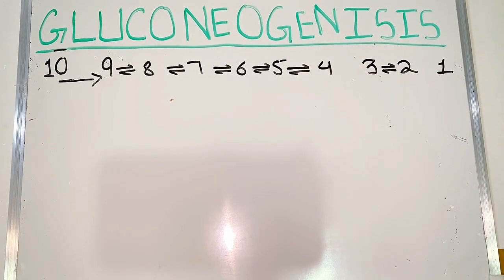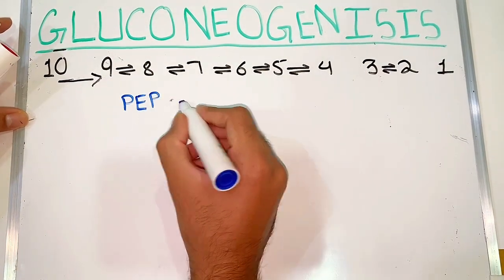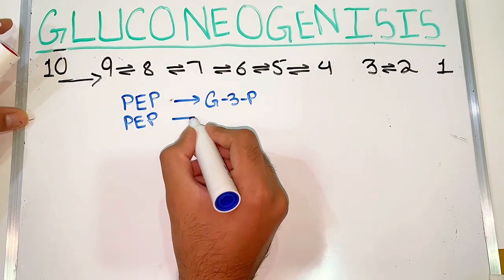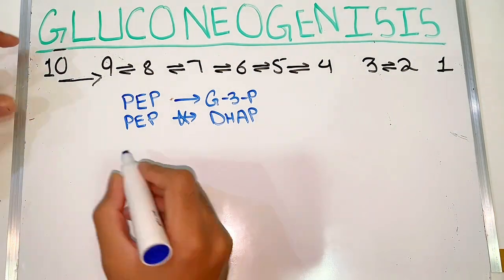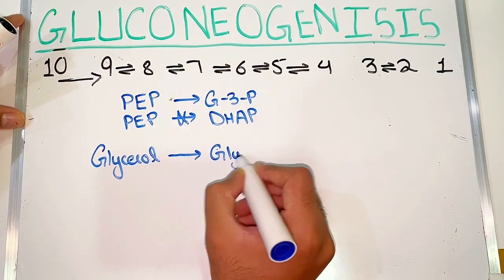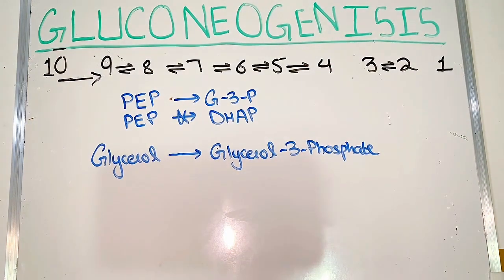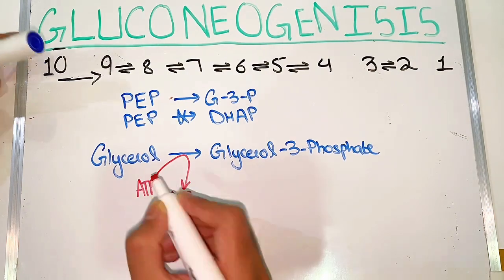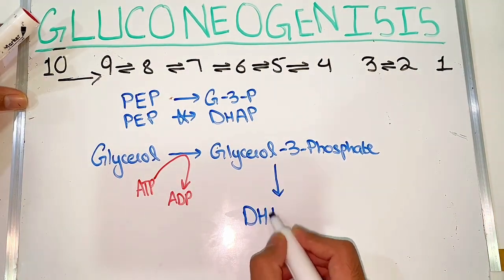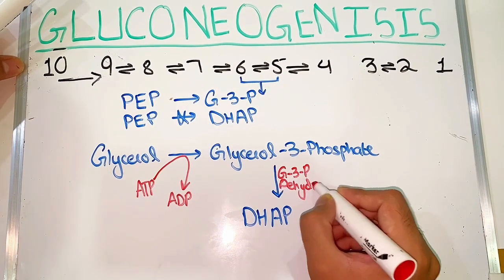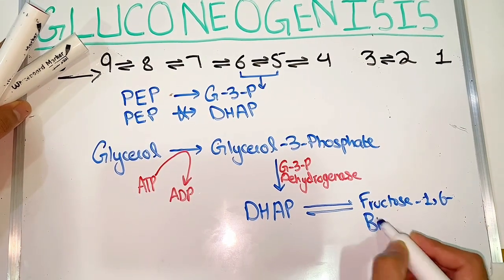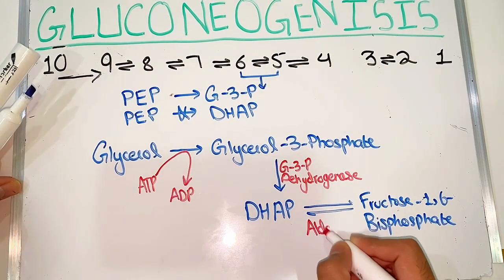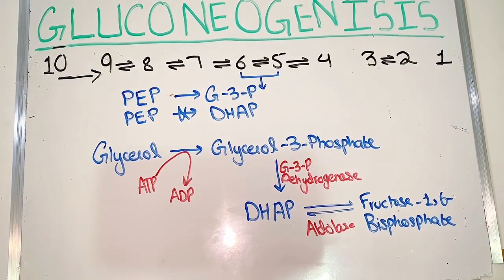By going through this process, there is one more difficulty: phosphoenolpyruvate can convert into glyceraldehyde 3-phosphate but cannot convert into DHAP. As we know, we get two pyruvate molecules, one from G3P and one from DHAP. So here glycerol takes part. Glycerol will be converted into glycerol 3-phosphate, where one ATP molecule will be used. Then glycerol 3-phosphate converts itself into DHAP with glycerol 3-phosphate dehydrogenase. DHAP then converts itself into fructose 1,6-bisphosphate by the enzyme called aldolase. This is the 6 and 5 or 5 and 6 process of gluconeogenesis.